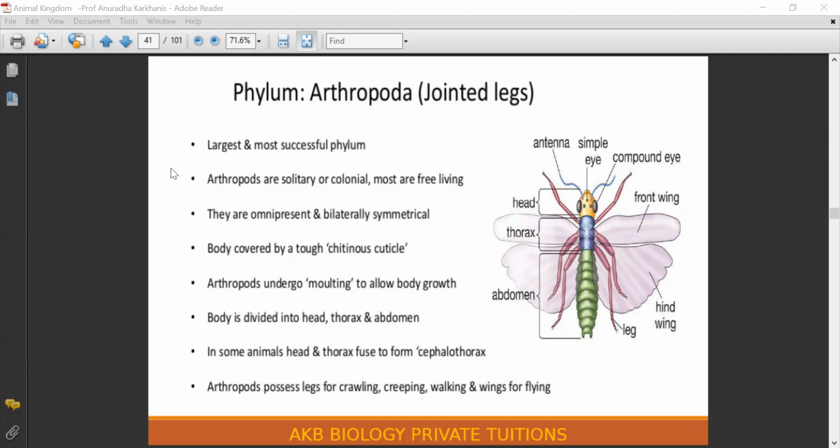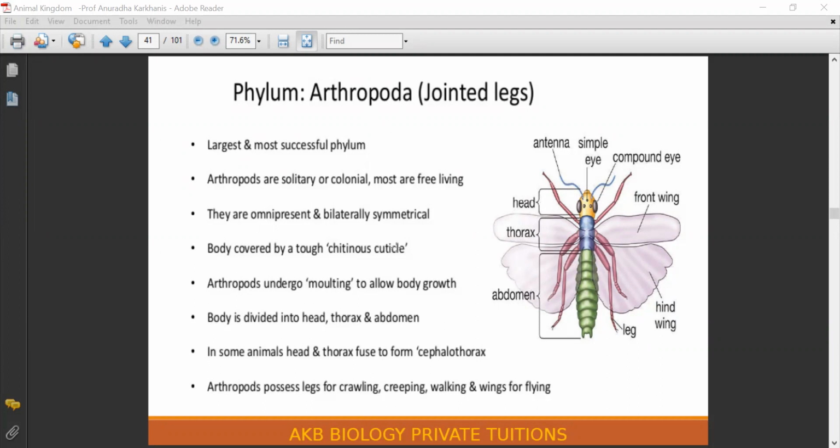Body is divided into head, thorax, and abdomen. So here in the diagram, you can very well see the head, then the thorax, and the abdomen as well. So three divisions of the body you can see very clearly. In some animals, head and thorax fuse to form cephalothorax.